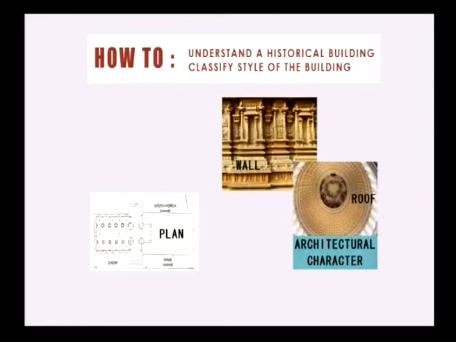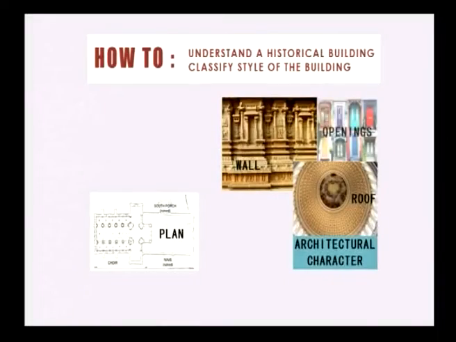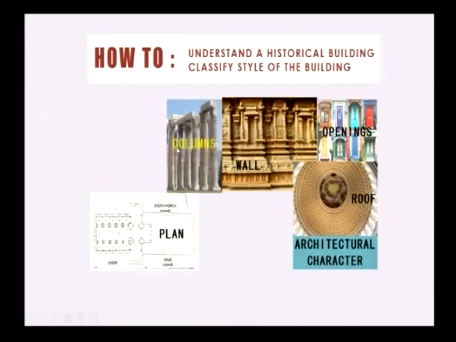Next, the roof, the shape of the roof, whether it is dome roof, flat roof, conical, and how they have constructed the roof and what is the ornamentation on the roof. Next, the openings, how they have treated the openings, the character and shape of these openings. Next, the columns, their position, structure and decoration.